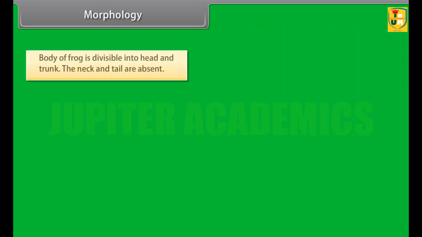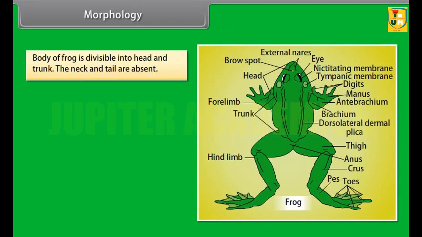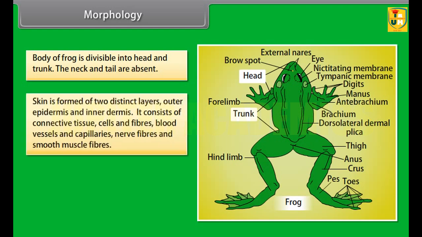Morphology. The body of a frog is divisible into head and trunk. The neck and tail are absent. Skin is formed of 2 distinct layers, the outer epidermis and the inner dermis. It consists of connective tissue, cells and fibers, blood vessels and capillaries, nerve fibers and smooth muscle fibers.